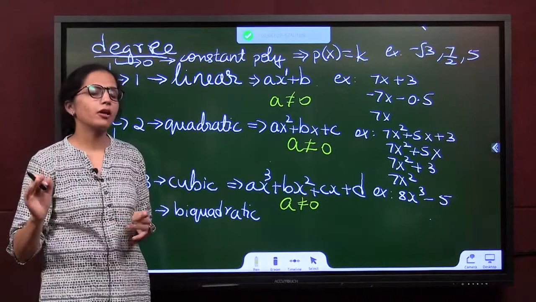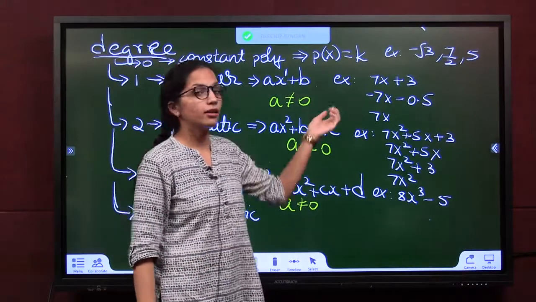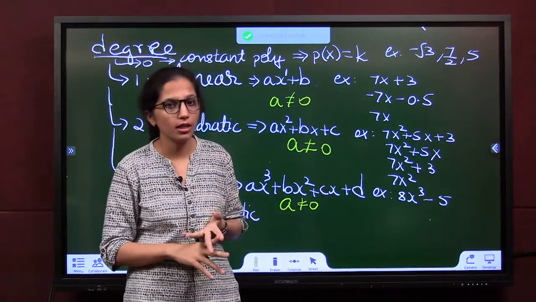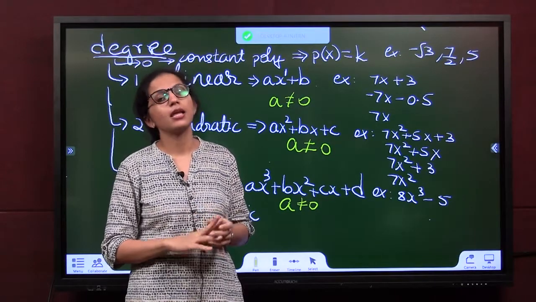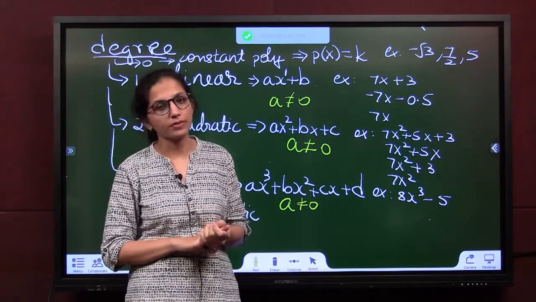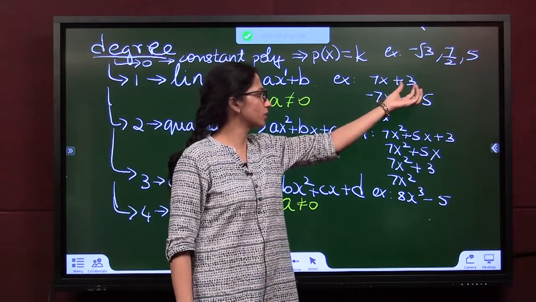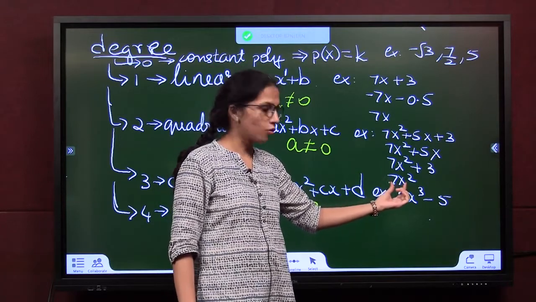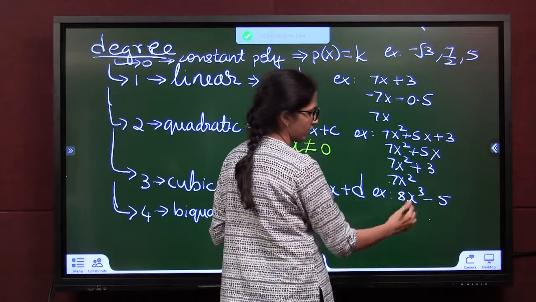This is just a small recap of your previous class. In polynomials you learned that if a polynomial has one term, it's called monomial. If a polynomial has 2 terms, then it's called binomial. If it has 3 terms, trinomial, right? So what is this? Binomial. Why? Because there are 2 terms. What is this? Monomial. What about this? Monomial. What about this? Binomial.